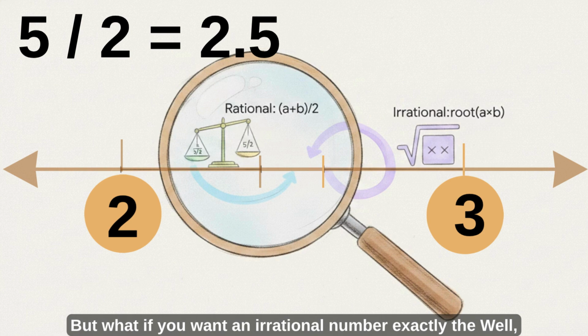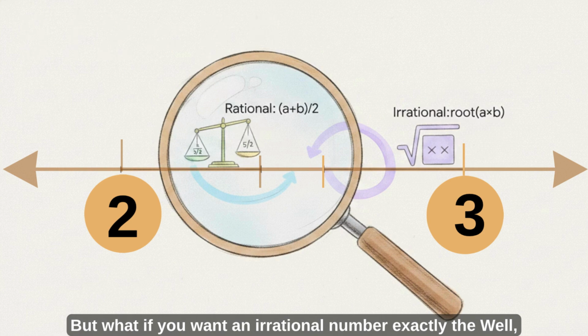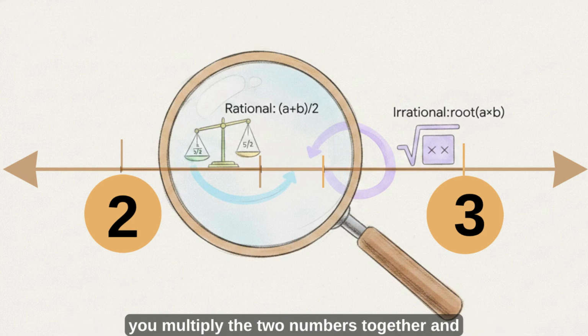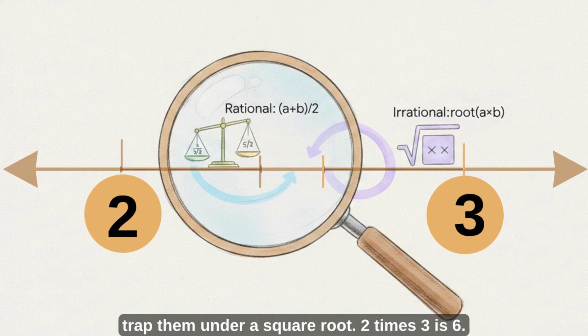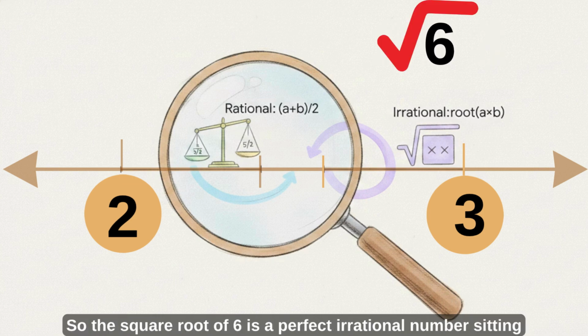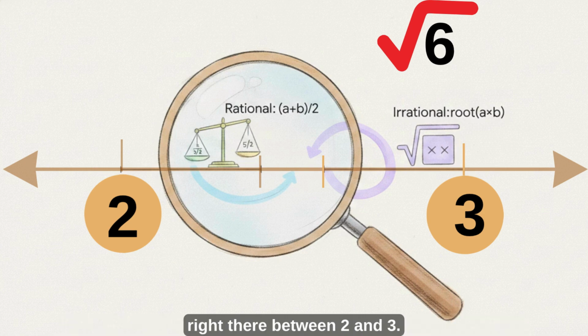Easy. But what if you want an irrational number exactly between 2 and 3? Well, you multiply the two numbers together and trap them under a square root. 2 times 3 is 6. So the square root of 6 is a perfect irrational number sitting right there between 2 and 3.